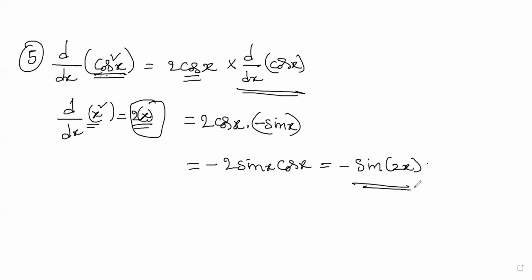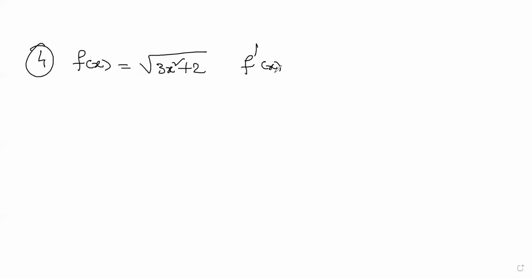We'll do one more. Now, suppose we have f of x is square root of (3x square plus 2). Suppose this is given like this, and then you are asked to find the derivative f dash x.